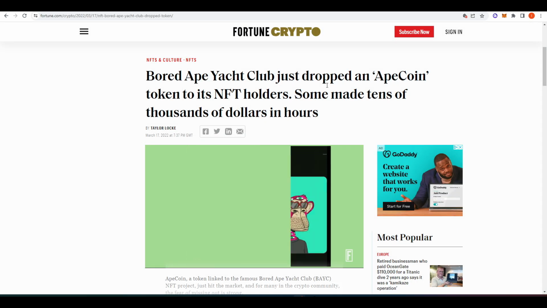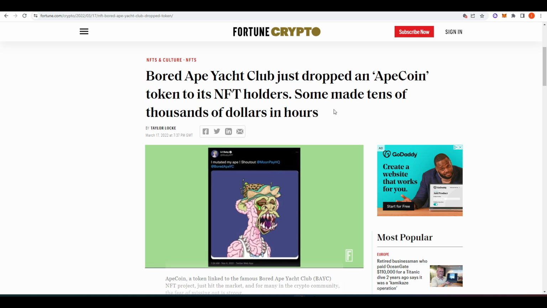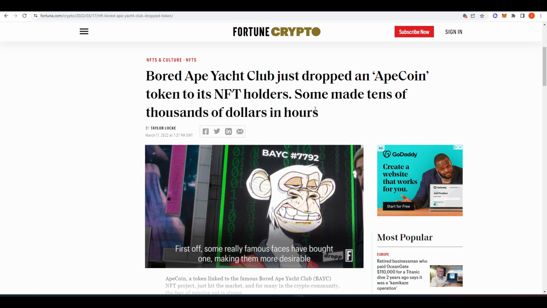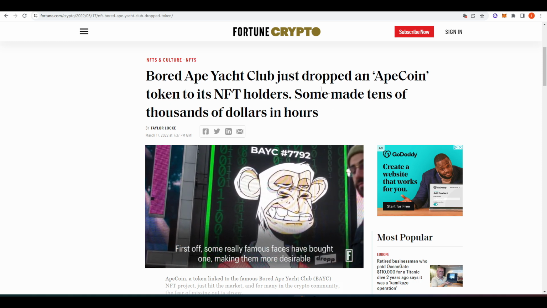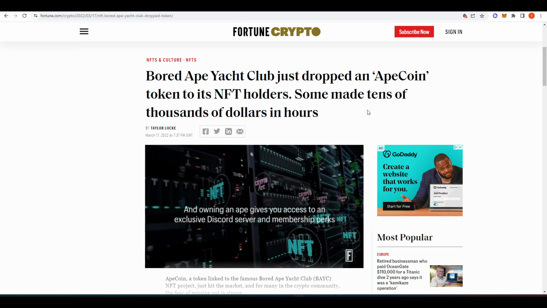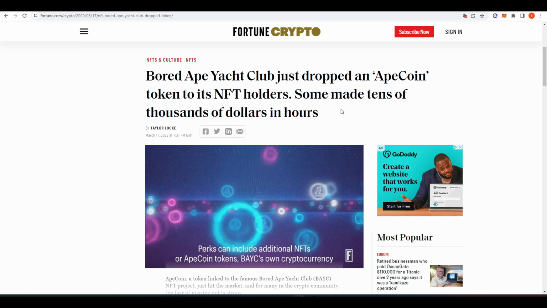Now, this doesn't just apply to having tokens in your wallet or staking a token. This can also work with NFTs as well. So we'll take Bored Ape, for example. They airdropped ApeCoin, which made people thousands of dollars, as you can see here. They also airdropped other NFTs as well, which eventually became worth quite a bit.